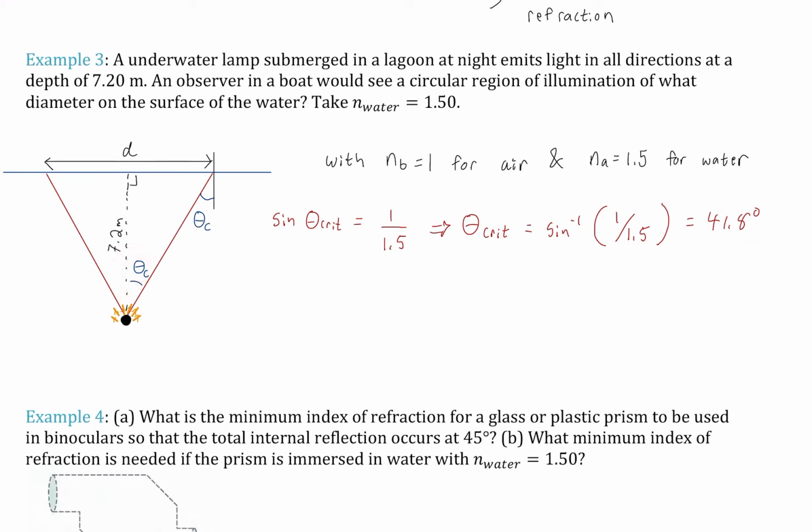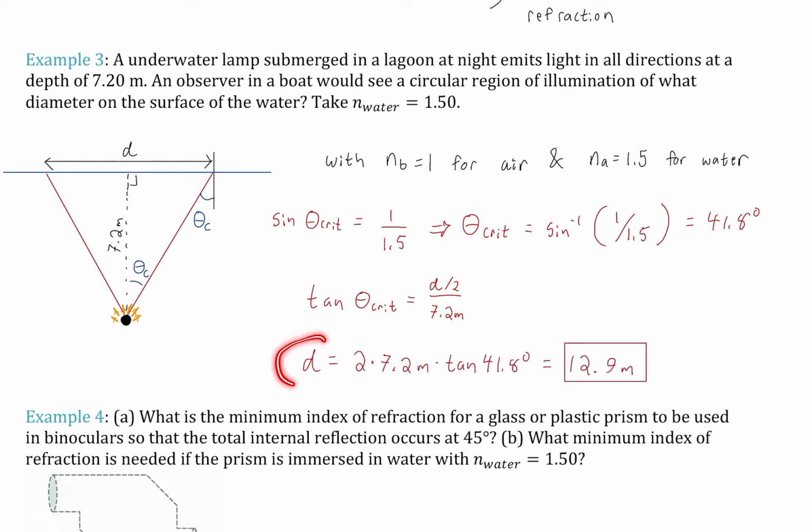So then we want to relate that with a little bit of right triangle geometry to this side of the triangle. In that case, the tangent of the angle we solved for, the critical angle, equals opposite over adjacent. Opposite is d over 2, just half the diameter, and the adjacent side is the depth. So if we go ahead and solve for d, which will just be 2 times that, then we end up with 12.9 meters. That is the diameter of our illuminated spot of water.